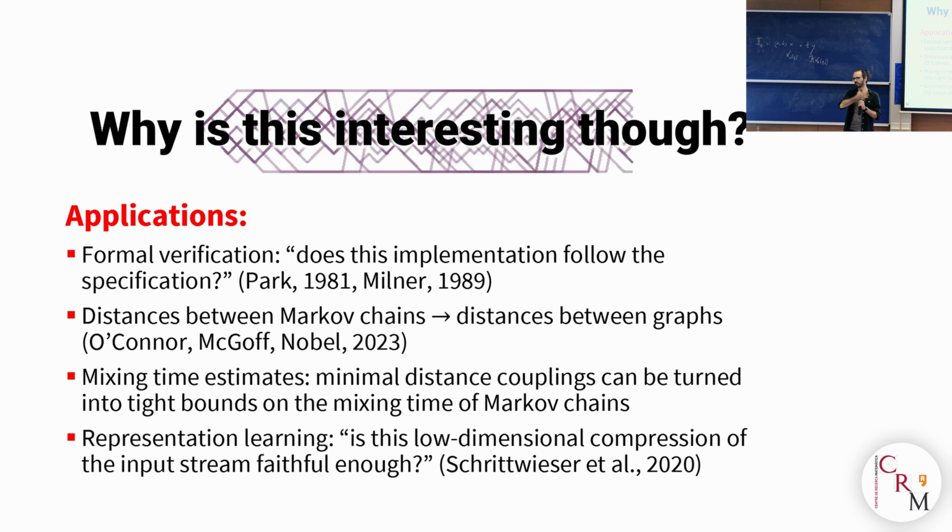I have two implementations of the same computer program. How do I verify that they are doing the same thing? Turns out that the answer can be found in terms of finding this optimal transport distance between those processes. It's called bisimulation metrics in the context of computer science. And of course, if you have distances between Markov chains, then it can be used for defining distances between other structured objects like graphs, manifolds, and so on. The couplings that you compute can be used for estimating mixing times and so on.